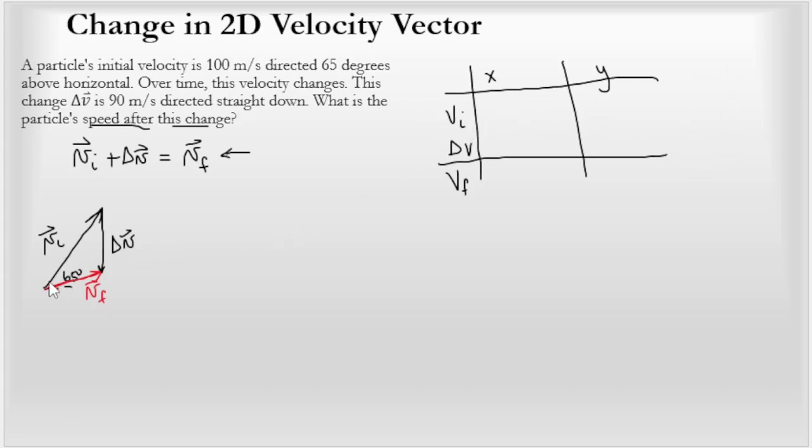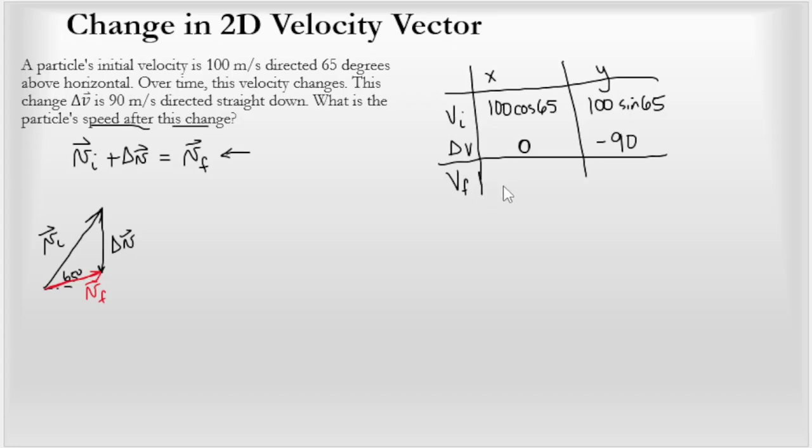Let's do this. The initial velocity vector has an x and a y component. The delta V has no x component. It's only 90 downward. So I'm going to fill in that part of the chart first, right? 0 in the x direction, 90 downward. Okay, so that's for the delta V vector. The V initial vector, you may have done this in your head already. This will be 100 cosine 65, and this will be 100 sine 65. So when I add those two vectors together, I'll add their x components and their y components separately.